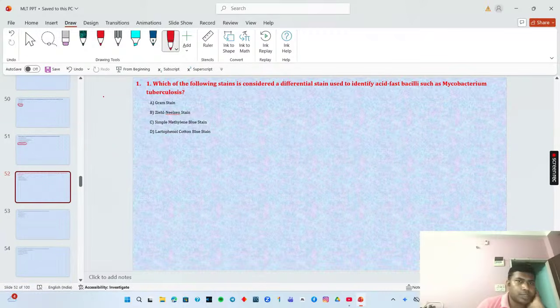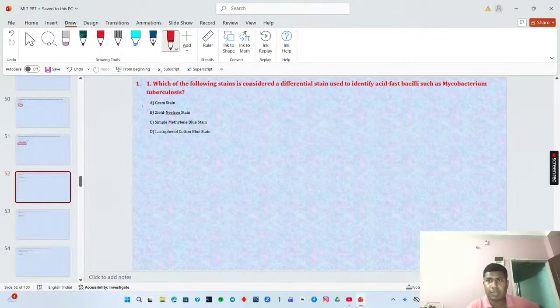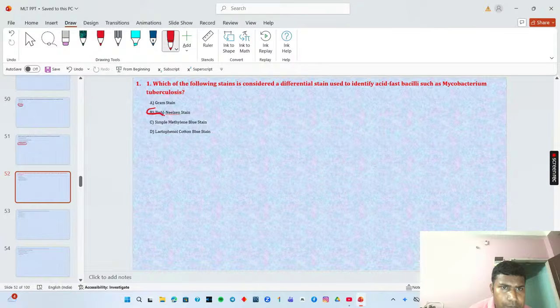Now the question is: which of the following stains is considered a differential stain used to identify acid fast bacteria such as Mycobacterium tuberculosis? It is the Ziehl-Neelsen stain, acid fast staining.